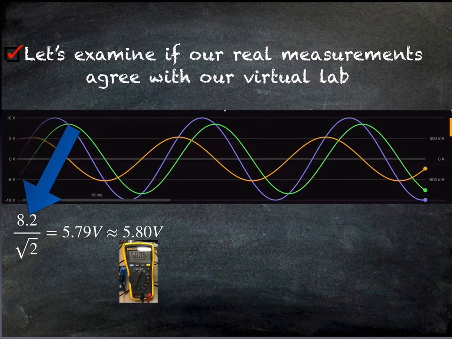The green waveform represents the voltage across the cap. Indeed, the maximum voltage is approximately 8.2 volts. The RMS of 8.2 volts would be divided by the square root of 2, that is about 5.79 volts. We are in agreement with what our multimeter measured, that is about 5.8 volts.